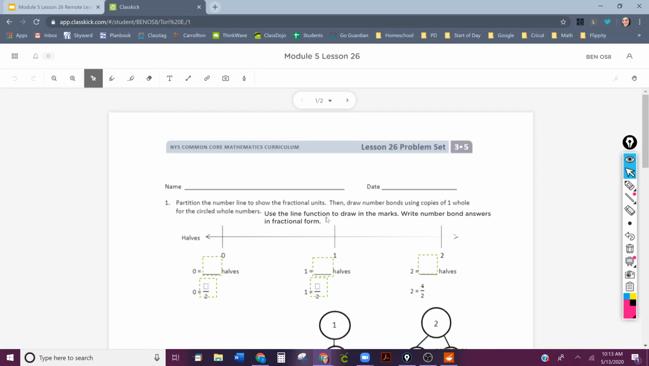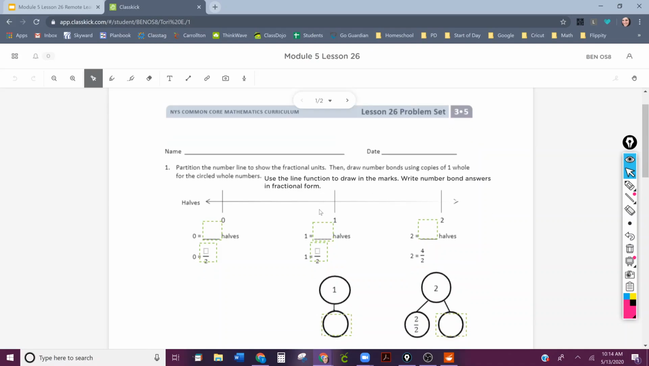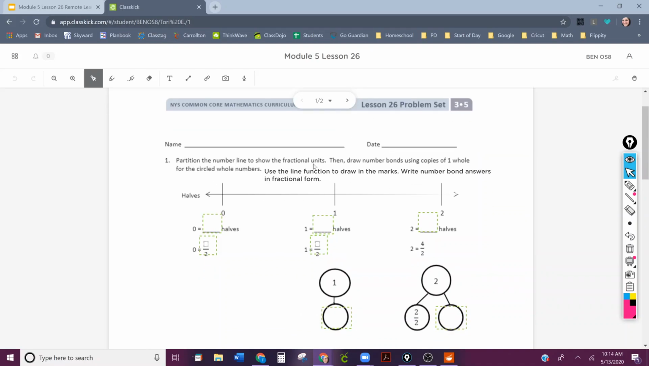Use the line function to draw in marks. You write number bond answers in fractional form. So now that we've read the whole question, let's go back and do it piece by piece. So first we need to partition the number line. And I added in here that you need to use the line function to draw in the mark. So we're going to come up here. This is the add line. We're going to click that.